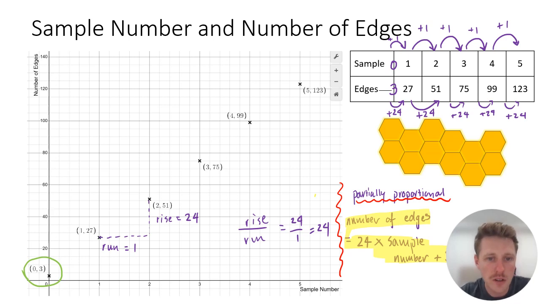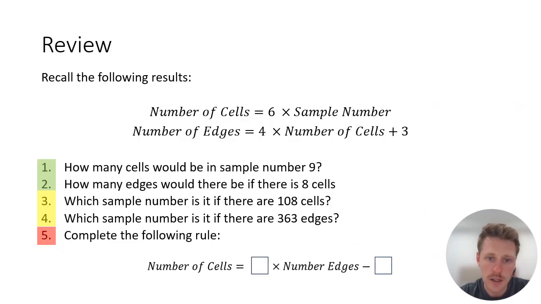Okay, so hopefully that clarified directly proportional and partially proportional problems. Here are a few questions for you to try out, and I'll put the answers in the comments so you can practice. And hopefully that clarified some things around direct proportion and partially proportional linear relationships.